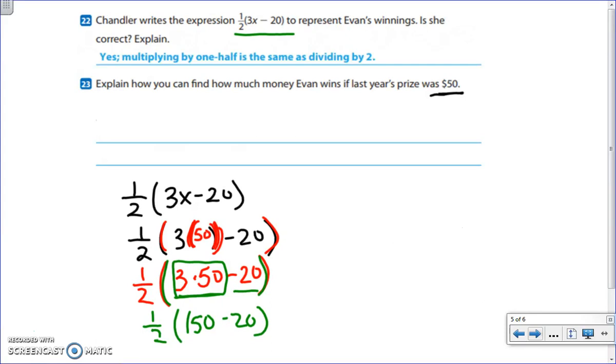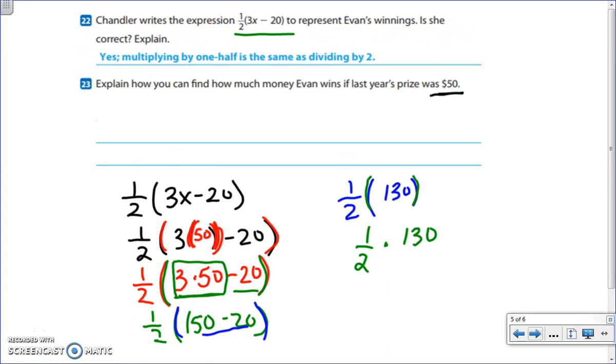Now I still have grouping symbols and there are still operations inside, so I'm going to continue to follow order of operations inside the grouping symbols. And the only operation left to do is 150 minus 20, 130. Now I don't have any operations left inside the grouping symbols, so the parentheses are no longer really necessary. What I really have is 1/2 times 130.